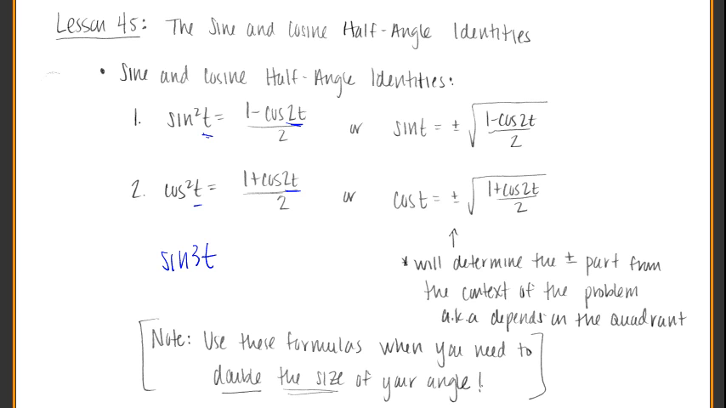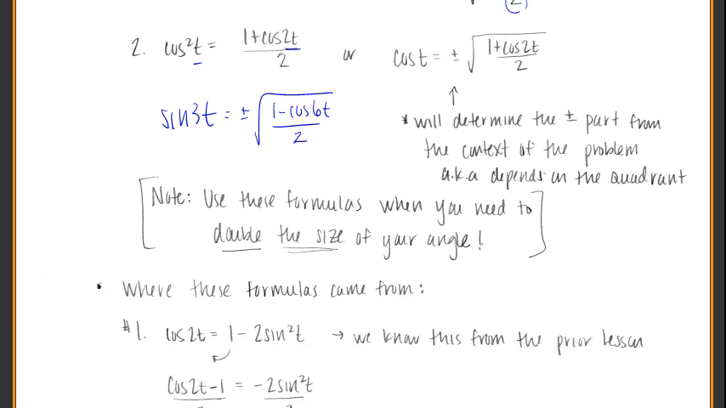Or the same way, let's say our angle was sine of 3T, then the formula, if I look over here on the top right, would be plus or minus the square root of 1 minus cosine of 6T over 2. Okay, so always a 2 in the denominator, and always a 1 there. The only thing that changes in these formulas is your angle sizes, and that's everything.